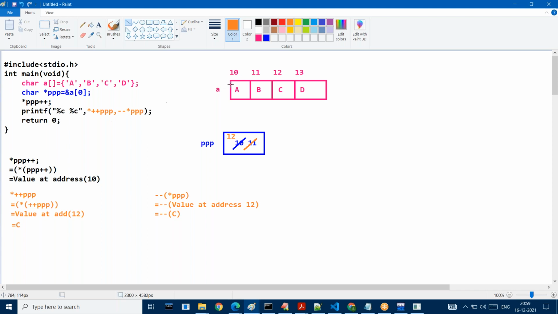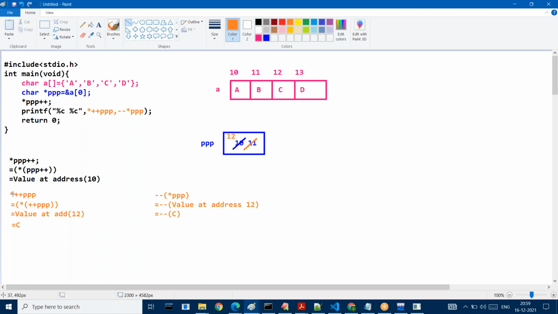PPP value means it has the address of A0. Address of A0 means it is 10. It has the value 10. So it becomes value at address 10, but I'm not going to print it, and PPP value will be incremented. So PPP value will become 11. Up to this is fine.